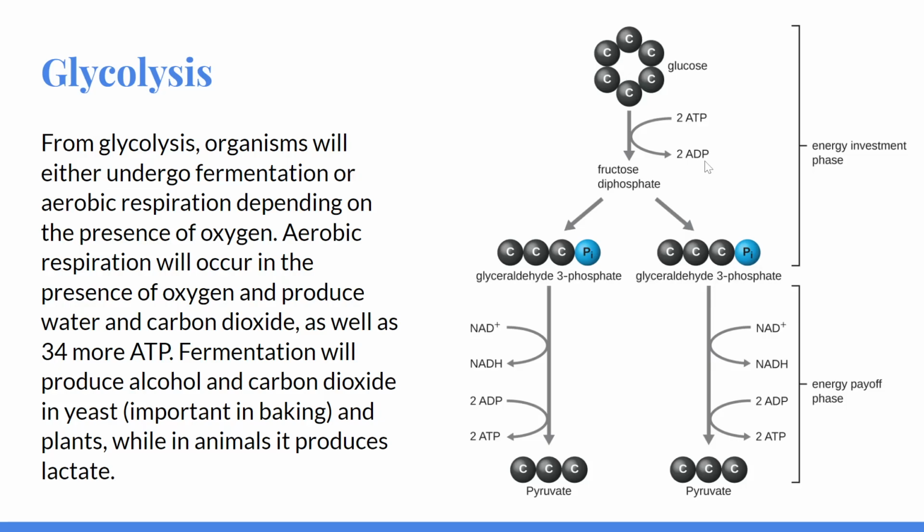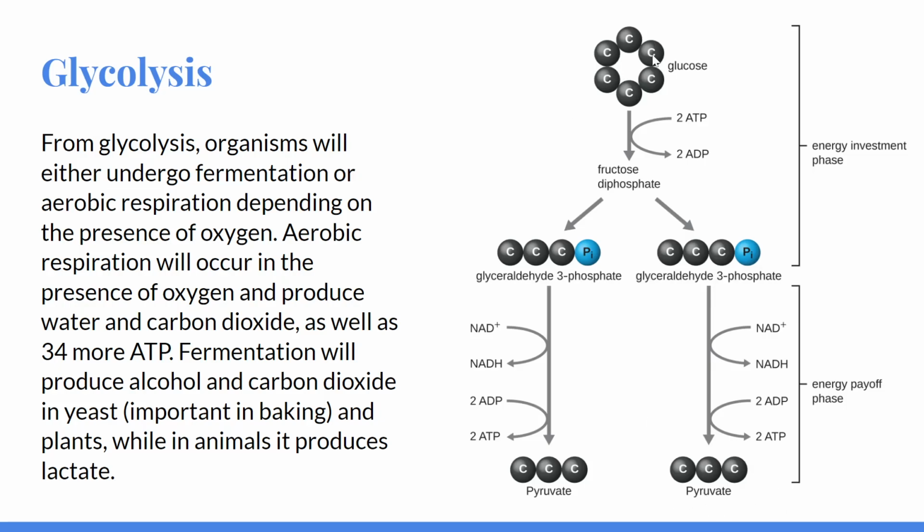You have your investment phase here, so you're putting in 2 ATP, so minus 2 ATP here, and you're getting 4 ATP total here. So 4 is the yield for the ATP, but it's actually a net 2 gain because net factors in the amount of ATP used initially. And this pyruvate is going to be used later for another pathway.